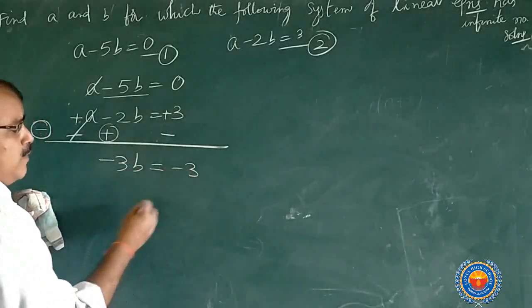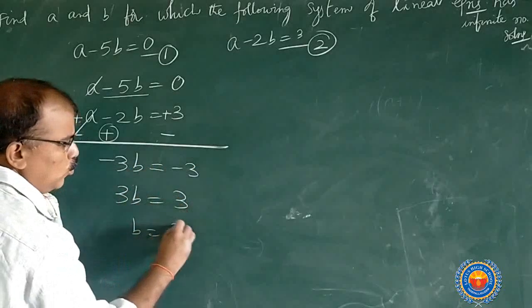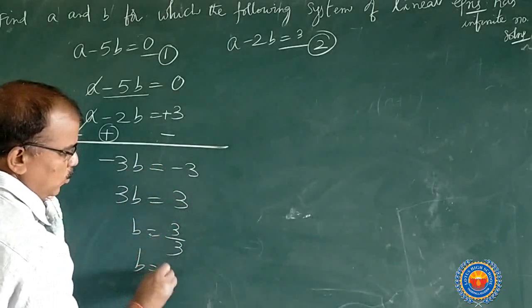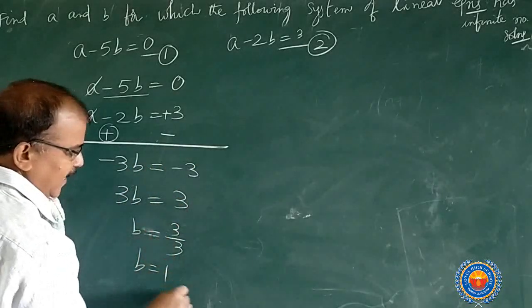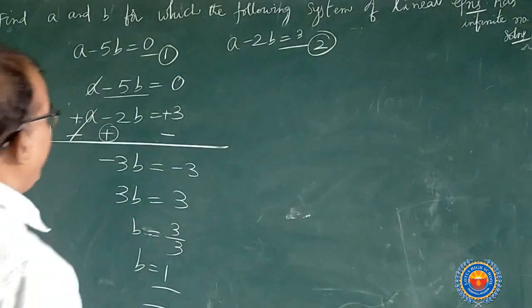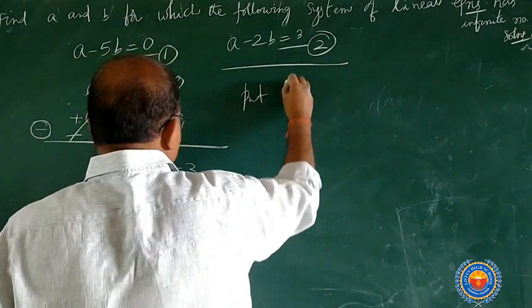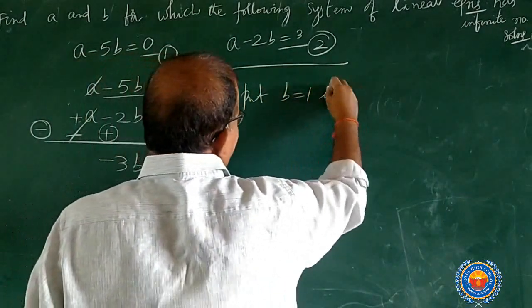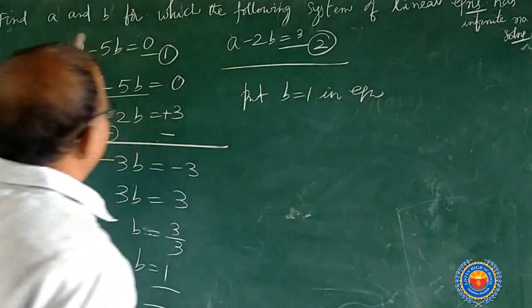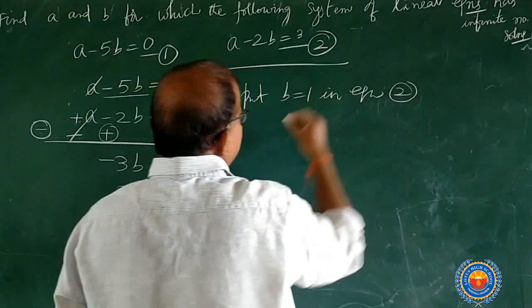Minus 3B is equal to minus 3. 3B is equal to 3. B is equal to 3 by 3. B is equal to 1. I got the B value. Now I am going to find the A value. So put B is equal to 1 in equation either 1 or 2, your wish.